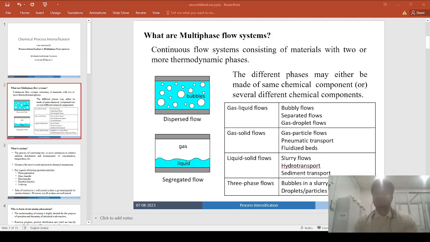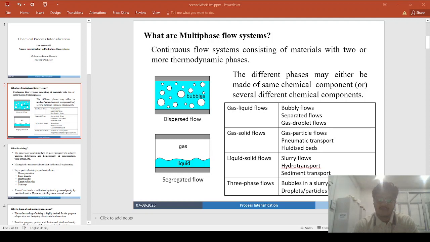Now let us discuss some mechanisms based on the multi-phase flow system. We have discussed some examples of the different multi-phase flow systems. We first characterized what a multi-phase flow system is. We have defined it. Then we classified the different multi-phase flow systems available, and based on that we have discussed a few examples of multi-phase flow systems. Now, what are the mechanisms based on specific multi-phase flow systems?